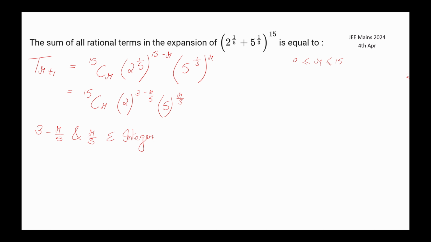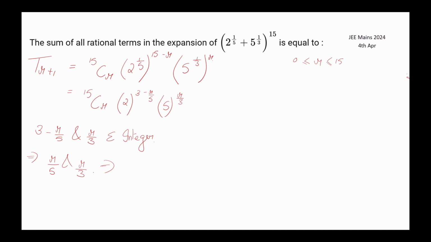If that is the case, that means this entire term would become rational, right? So from here, what we can say is that r by 5 and r by 3 should be satisfied, because if I take the maximum value of r also, would this entire term ever be negative? No. If I take r to be 15 also, it would become 3 minus 3, which makes it 0. So it would never become negative. That means we are at least safe in that situation.